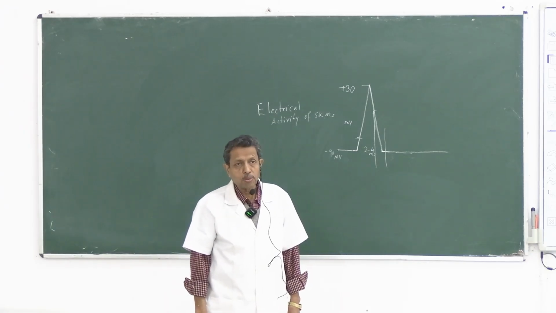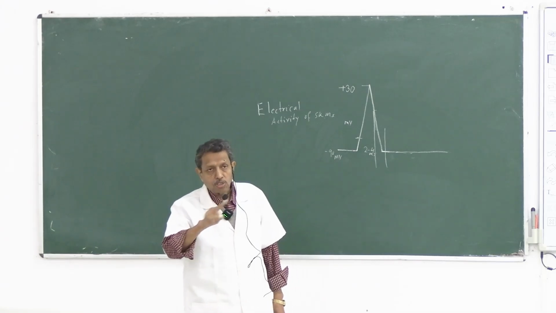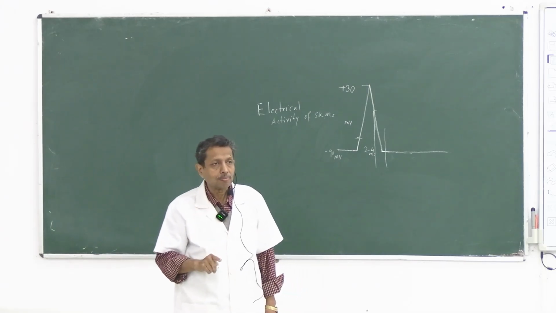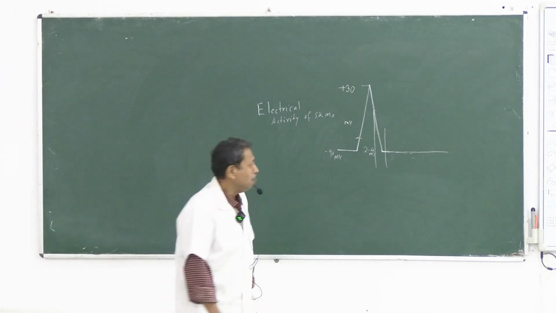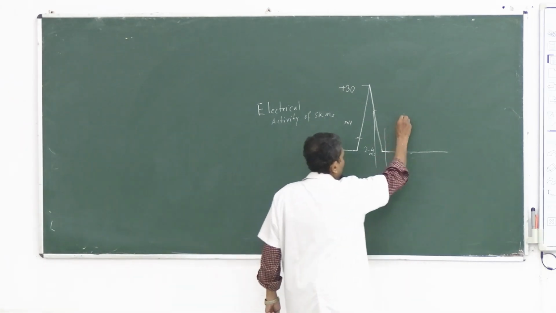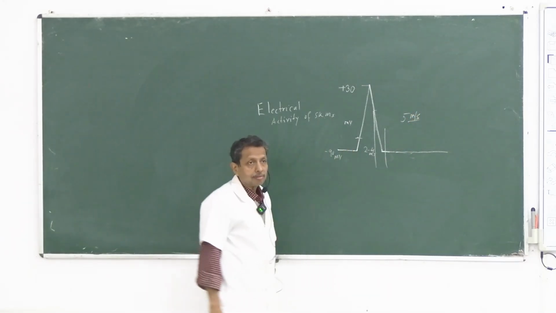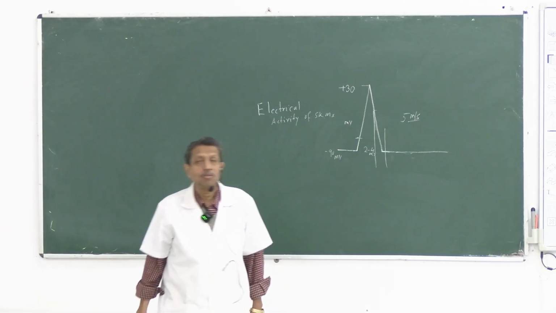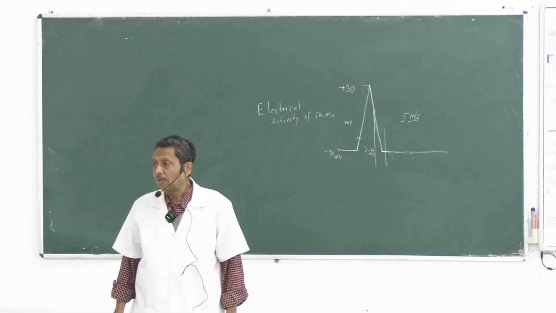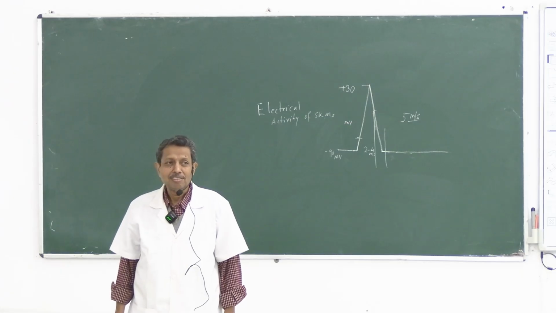It is the action potential, and it propagates with a velocity of 5 meters per second along the sarcolemma. 5 meters per second. From which point? The neuromuscular junction.